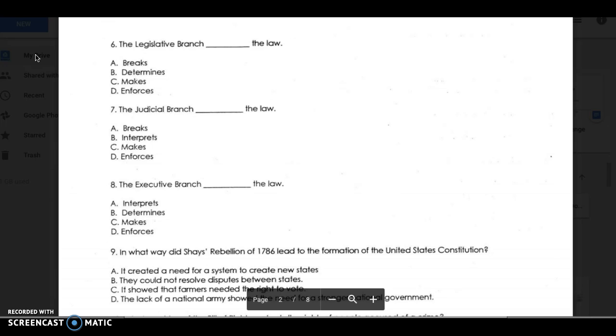Number 6. The legislative branch blank the law. A. Breaks the law. B. Determines the law. C. Makes the law. Or D. Enforces the law.